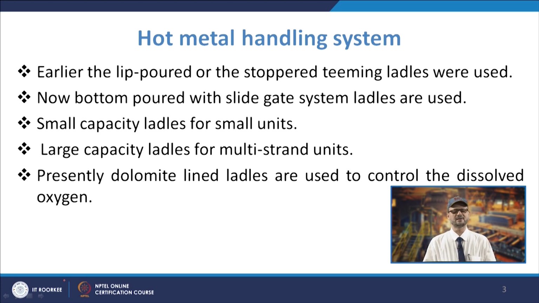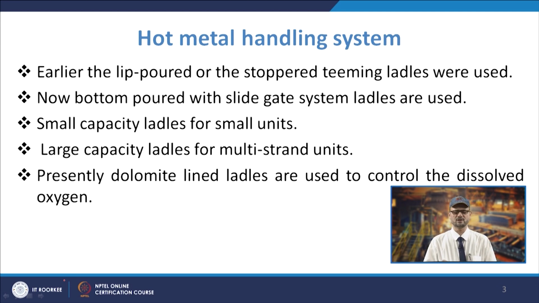Small capacity ladles are used for the smaller units, and larger capacity ladles are used for the multiple strand systems. When you have a single strand turn disk, you need small capacity ladles, which are smaller in size. However, if you have a multi strand turn disk, 6 strand, 4 strand or even 8 strand, in those cases we use the larger capacity ladles.